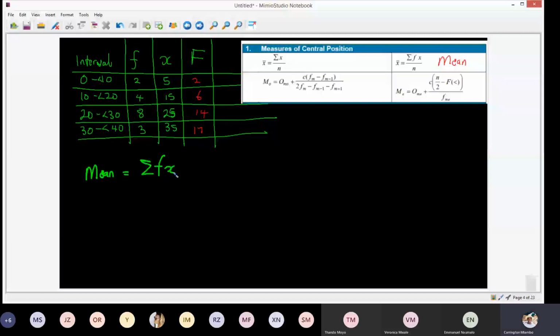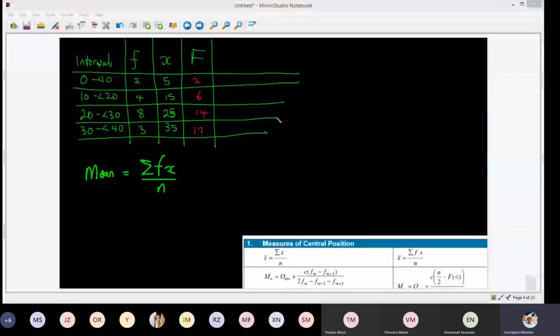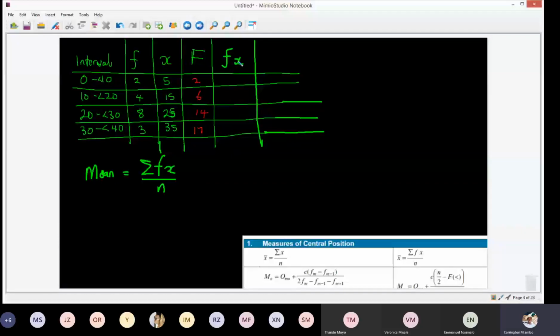To make your life easy, this is what you're going to do on your table so that you don't have to struggle. You extend your table. We need the summation of fx, so you say frequency times x. I'm using a small letter f because the formula requires it, so that you can see it: small letter f times our x.